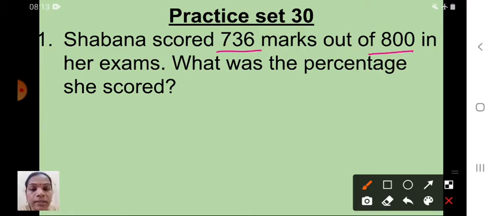So children, here first we have to write the statement. First step is making the statement, the given statement. Second, what we have to find, that I have taken here as A. Third step is we have to make an equation. That is very important. If you make that equation properly, then only you can solve it and get a proper answer.